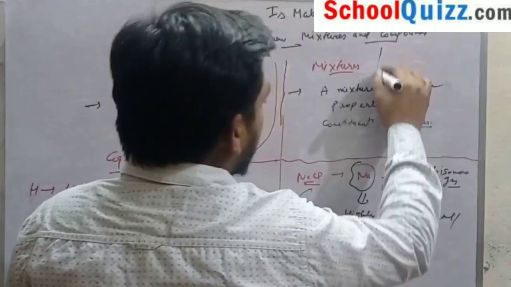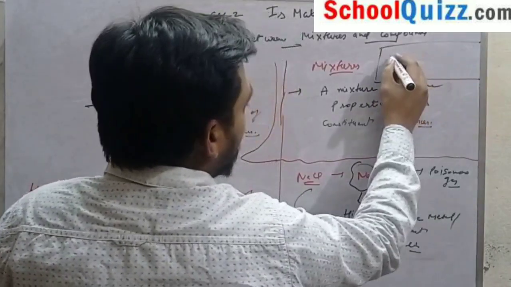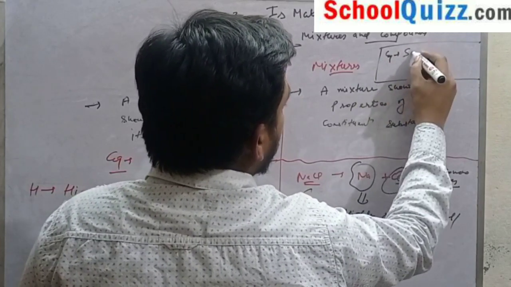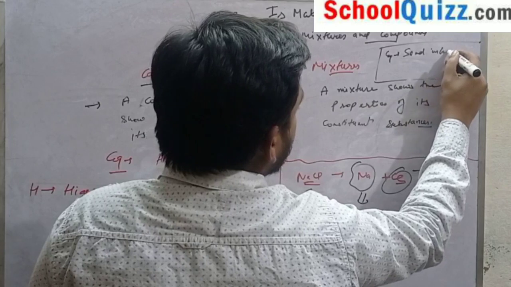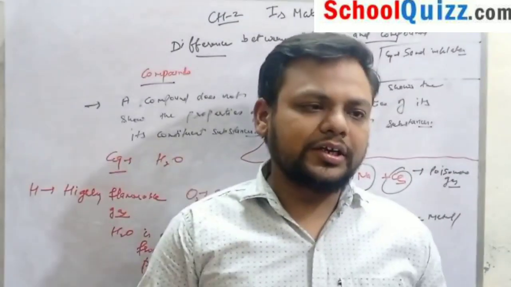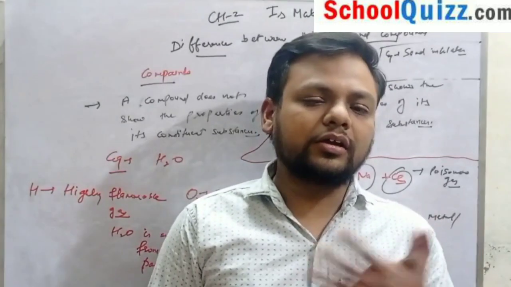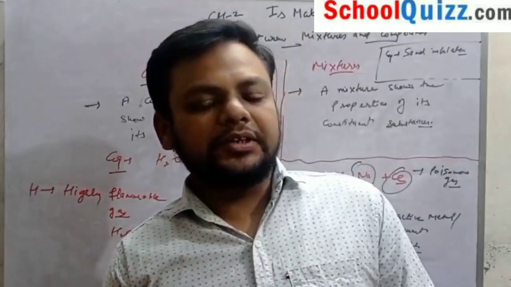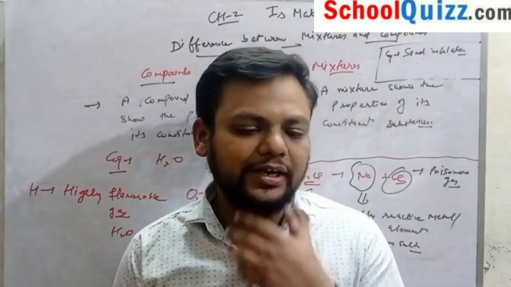Just as if we take the example of sand in water, it shows the properties of both sand and water. So these are the major differences between mixture and compound.